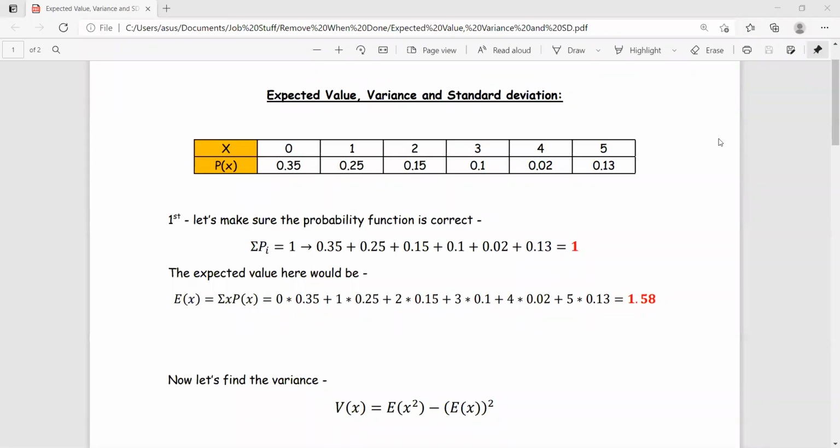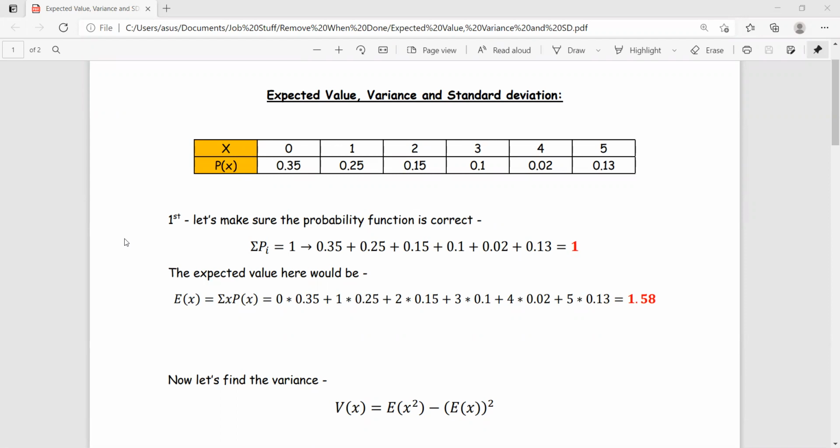Today, we're going to find the expected value, the standard deviation, and the variance of a discrete probability function. This is what we have here. We have two rows, one with numbers. The bottom row is with probabilities according to those numbers. And first things first, we need to make sure this is a probability function.